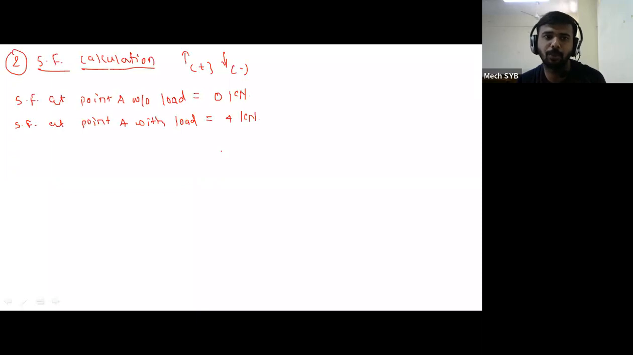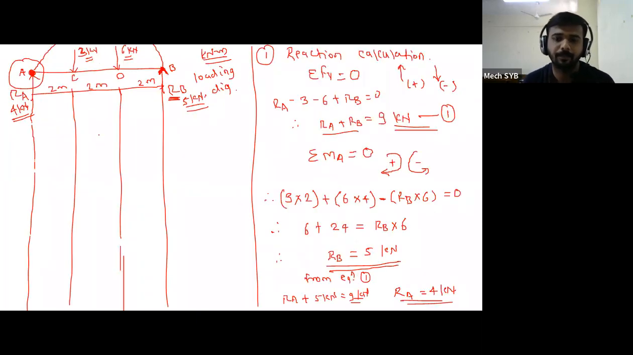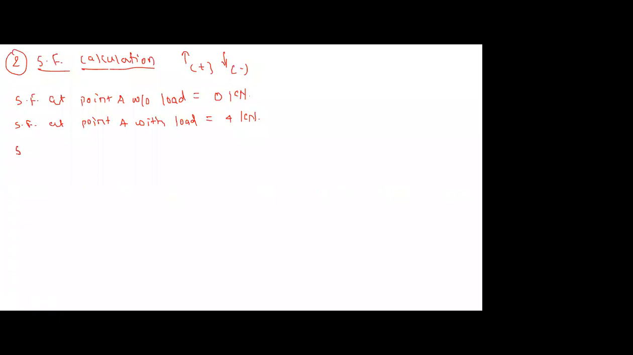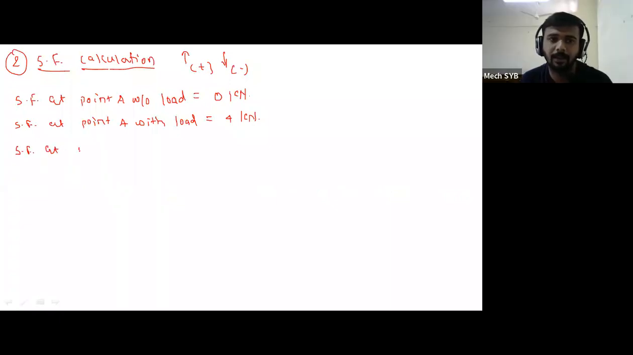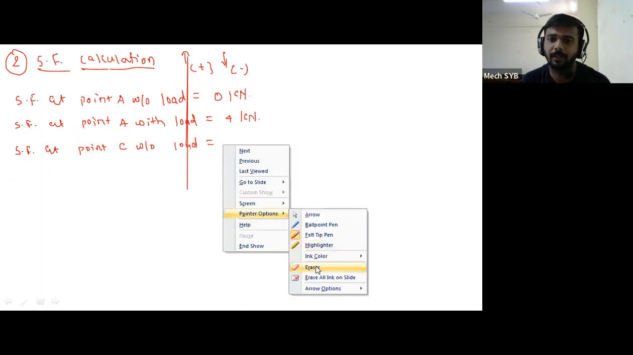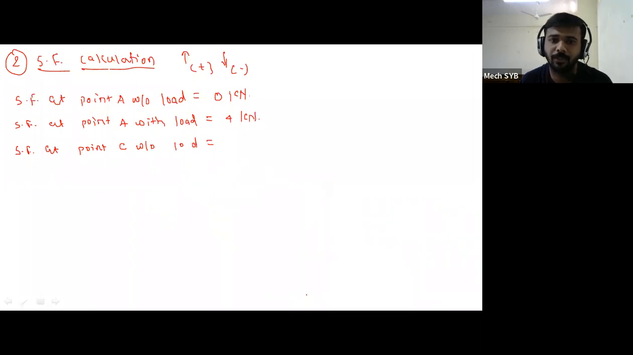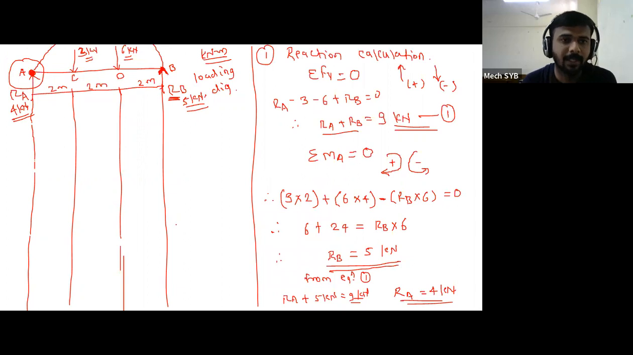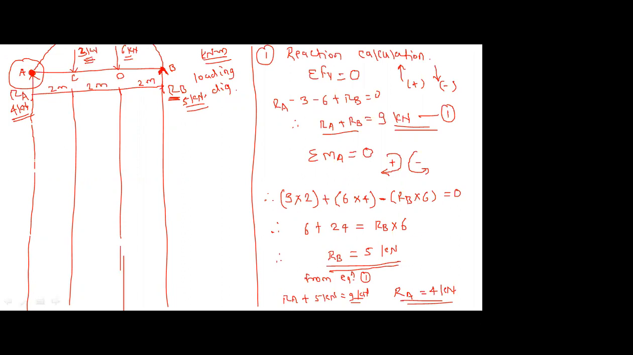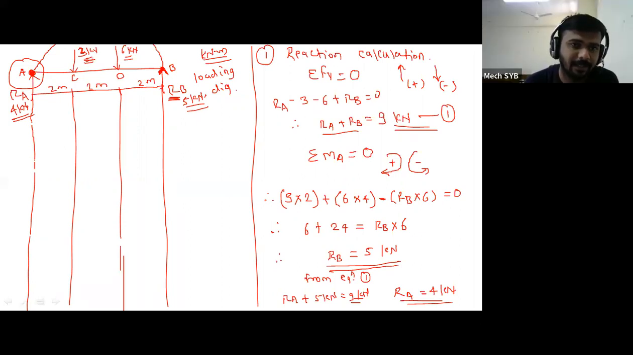मग पॉइंट A नंतर तुमचा पुढचा पॉइंट कुठला आहे? फ्रॉम द लेफ्ट साइड C. टेक पॉइंट C. हाऊ? SF at point C without load. मग आता बघा, at point C without load. मग आता पॉइंट C वर किती किलोन्यूटनचा लोड आहे? 3 किलोन्यूटन. मग विदाउट लोडला आपल्याला 3 किलोन्यूटनचा इफेक्ट कन्सिडर करावा लागेल का नाही विदाउट लोड कंडिशनला?